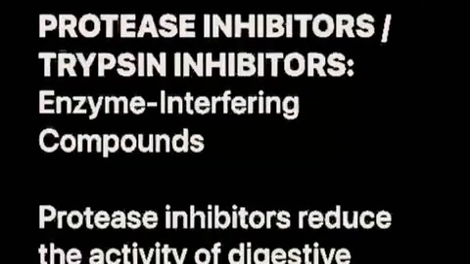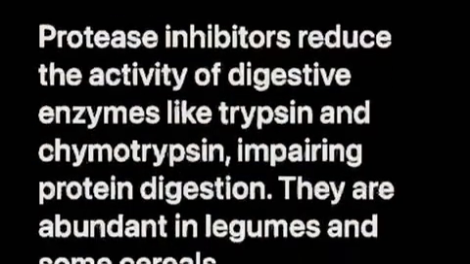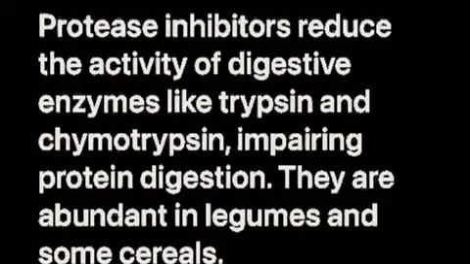Protease inhibitors, trypsin inhibitors, enzyme interfering compounds. Protease inhibitors reduce the activity of digestive enzymes like trypsin and chymotrypsin, impairing protein digestion. They are abundant in legumes and some cereals. Cooking, soaking, and fermenting these foods effectively deactivate these inhibitors, preserving protein digestibility and nutritional value.